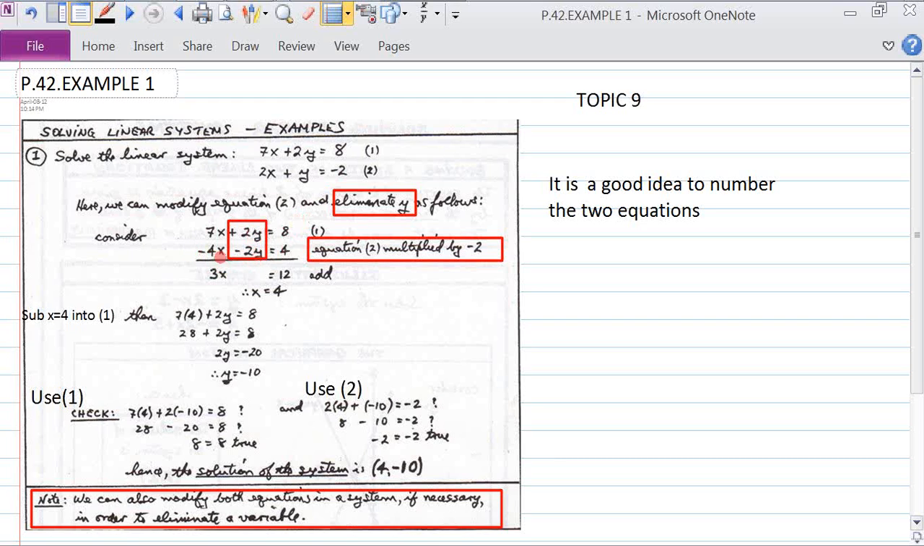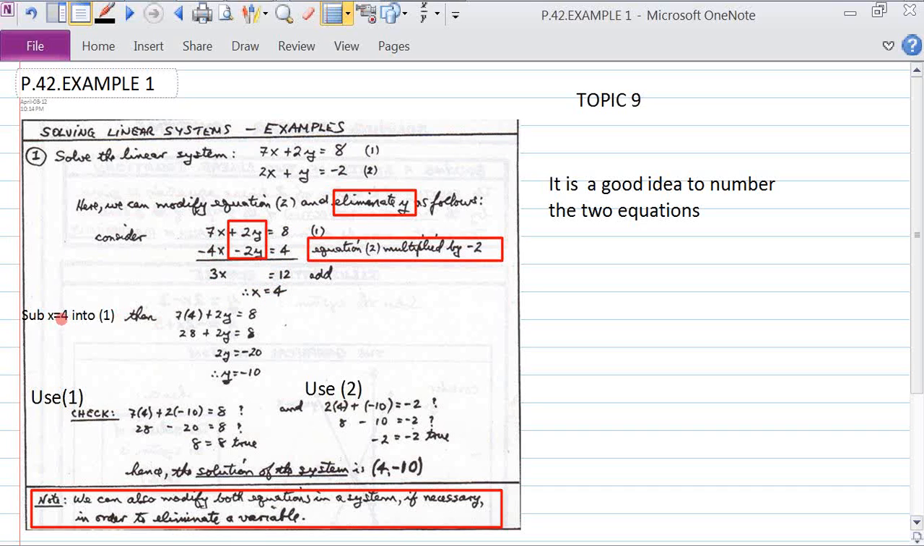So here's equation 2, as we've explained, multiplied through by minus 2. And now we can eliminate the y by adding: the plus 2y and the minus 2y gives us 0. We don't write anything here. 7x minus 4x is 3x, and 8 plus 4 gives us 12, so we know x is equal to 4.